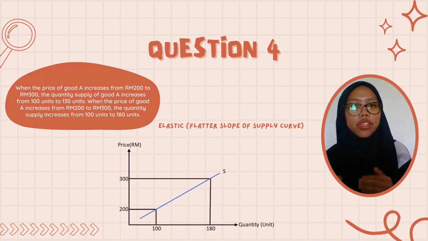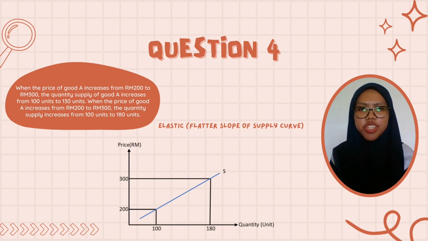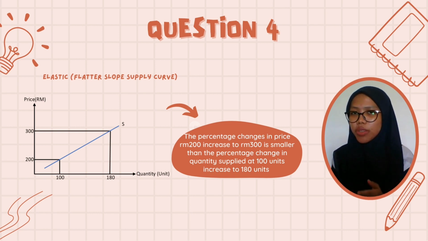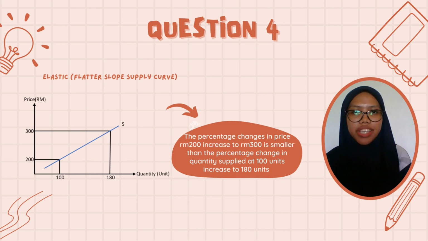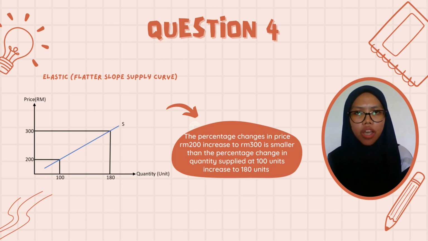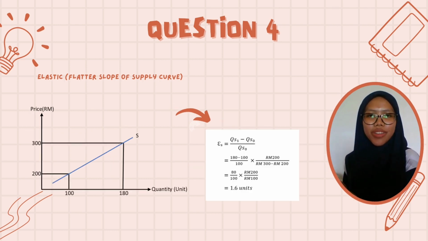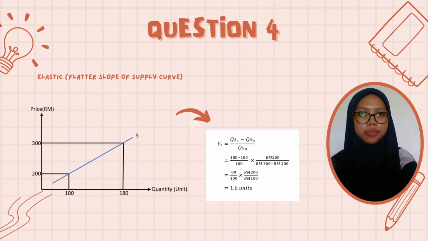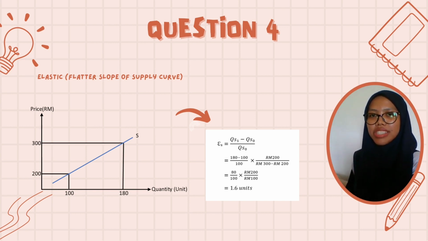Next, the graph will show elastic. That means the percentage change in price from 200 ringgit to 300 ringgit is smaller than the percentage change in quantity supplied from 100 units to 118 units. A change in the price of the good causes a bigger percentage change in the quantity supplied. This is the way to calculate the quantity supplied of the good. The curve is a flatter slope of the supply curve.